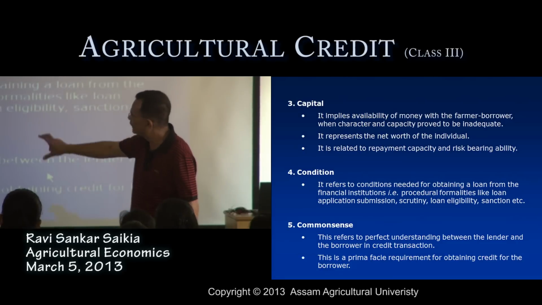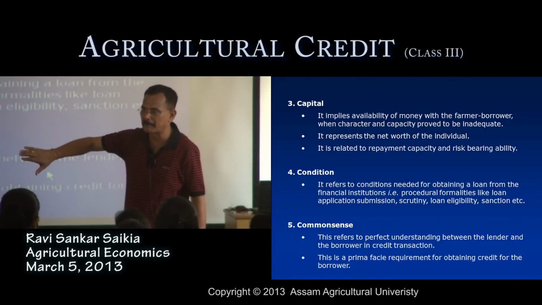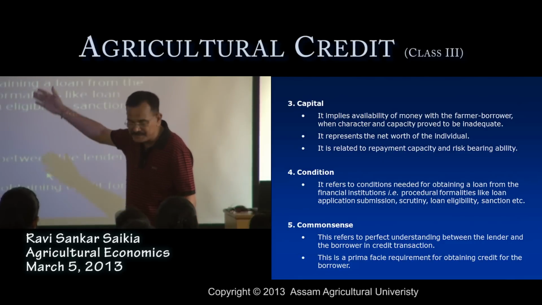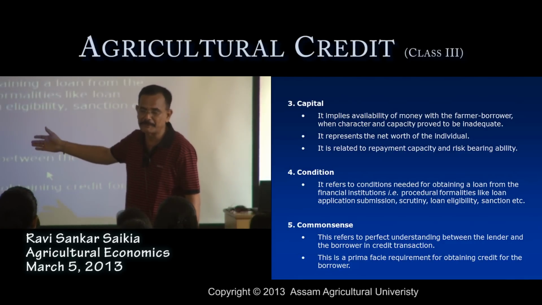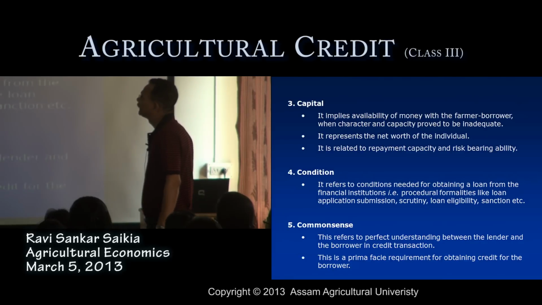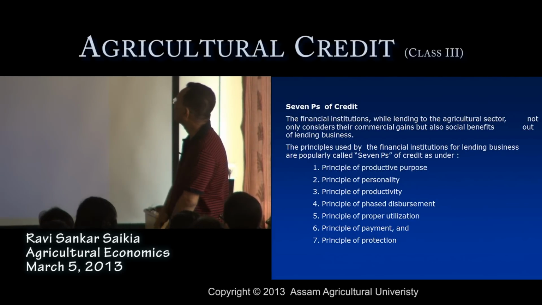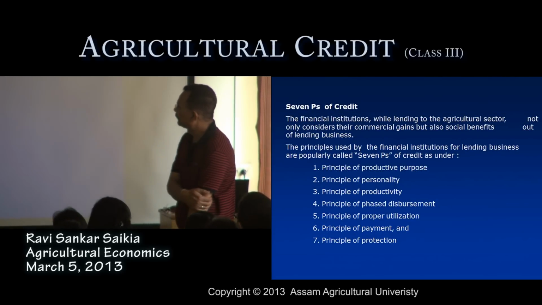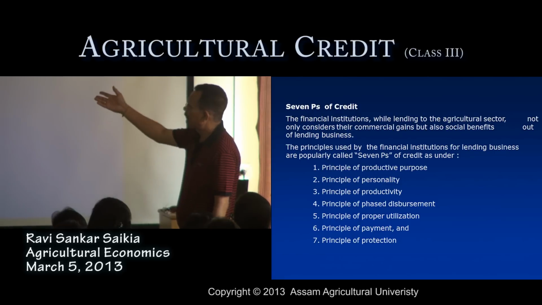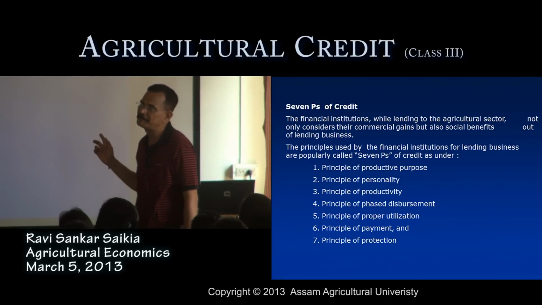So these are the 5 C's, considered in different economic points of view. We consider the 5 C's of credit in relation to the economic feasibility test. Okay, and some economists again consider these in another way, which are popularly known as the 7 P's of credit. These financial institutions, while lending to the agricultural sector, consider not only the commercial gains but also the social benefits. This is the important one.